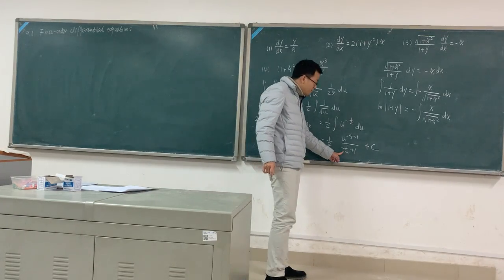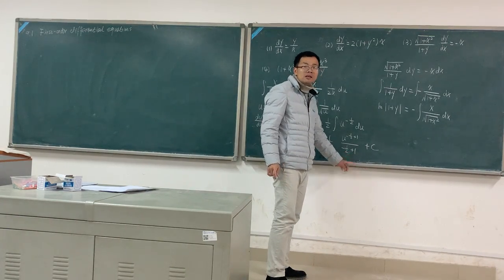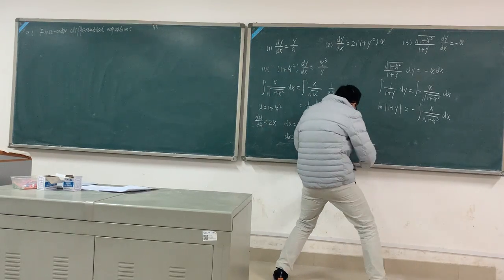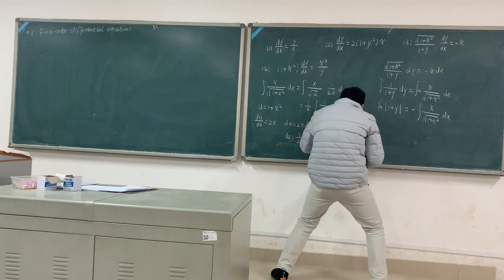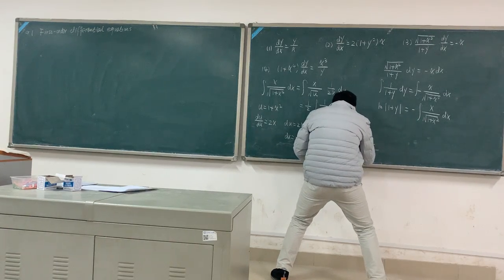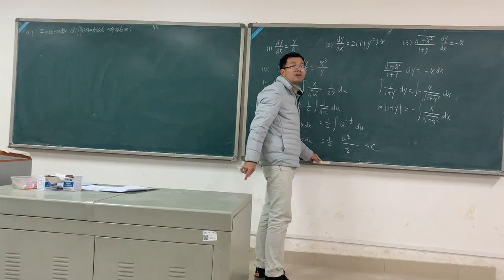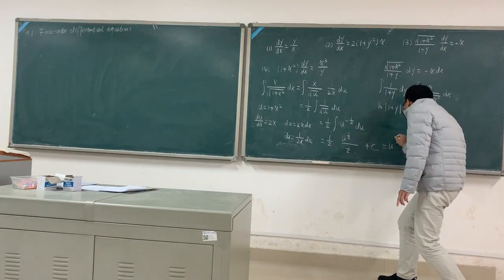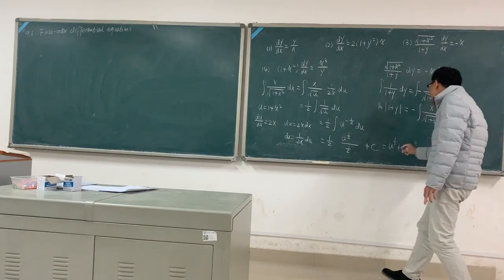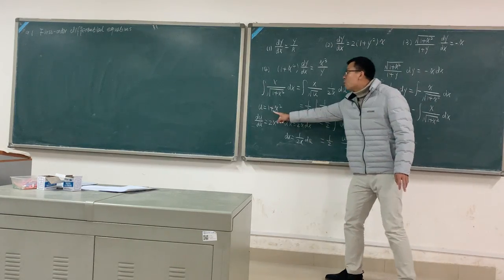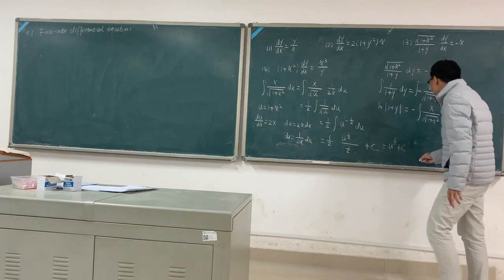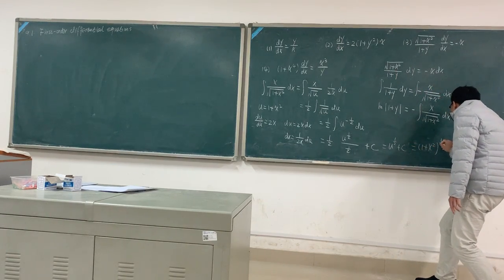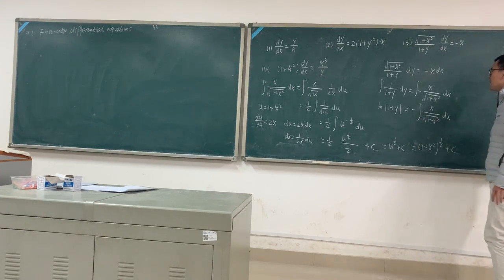Minus half plus 1 is half. So here is half, and here is also the half power. So the halves cancel, and the result is u to the half power plus a constant C. u is 1 plus x squared. So the result is 1 plus x squared to the half power plus a constant C.